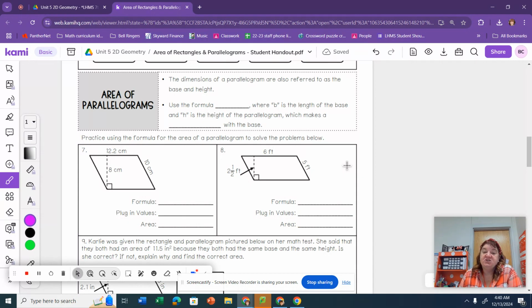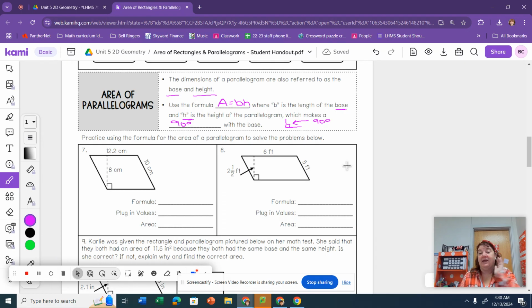Parallelograms. The dimensions of a parallelogram are also referred to as the base and the height. Use the formula area equals base times height, where B is the length of the base and H is the height of the parallelogram, which makes a 90-degree angle with the base. A 90-degree angle is signified by a little box like that. That means 90 degrees.